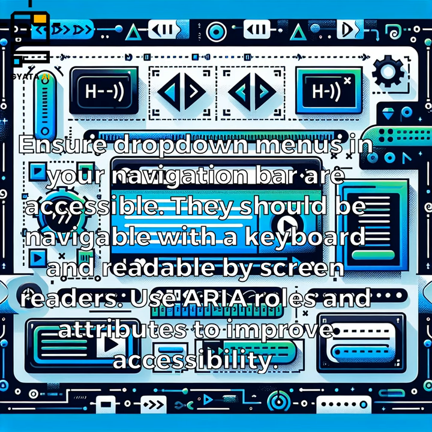Ensure drop-down menus in your navigation bar are accessible. They should be navigable with a keyboard and readable by screen readers. Use ARIA roles and attributes to improve accessibility.